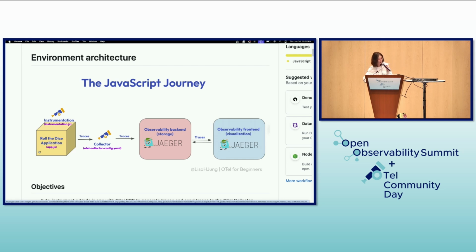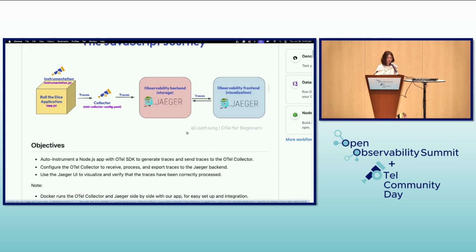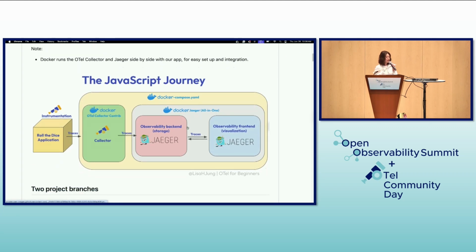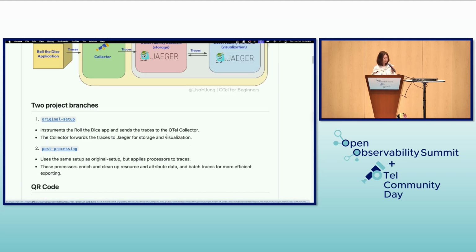So this is what we're working with. We'll be auto-instrumenting a Node.js app with OTel SDK. Generated traces will be sent to the OTel collector for light processing. Then the traces will be sent to Jaeger for storage and visualization. Now, in our setup, Docker runs the OTel collector and Jaeger side by side.